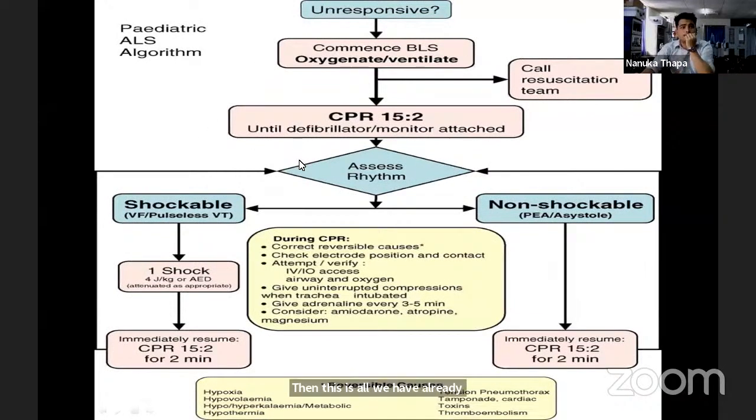The important thing we need to discuss here is when there is a single rescuer. At that time, the CPR ratio should be 30:2. That means for every 30 compressions, we have to give 2 breaths in the case of a single rescuer. And if two rescuers are there, then after every 15 compressions, we have to give 2 breaths.